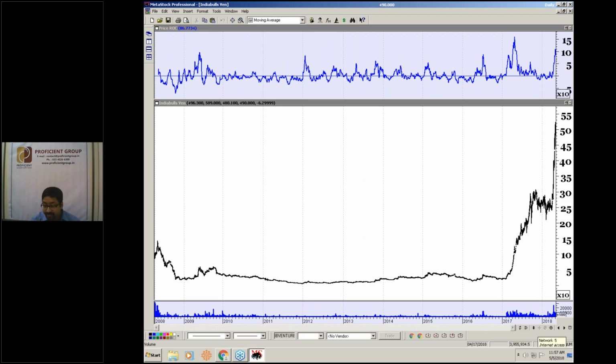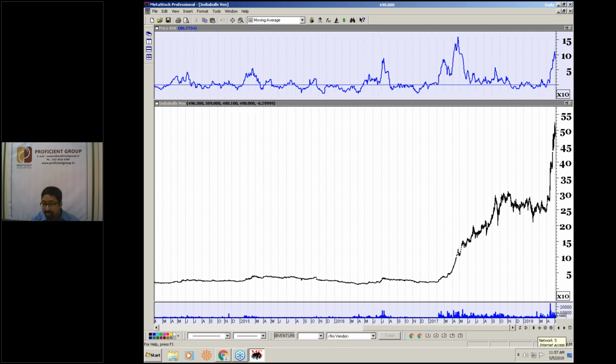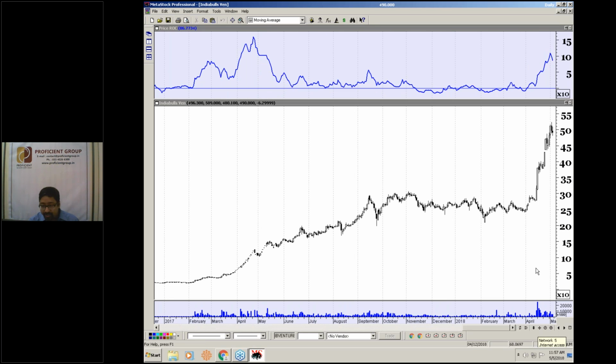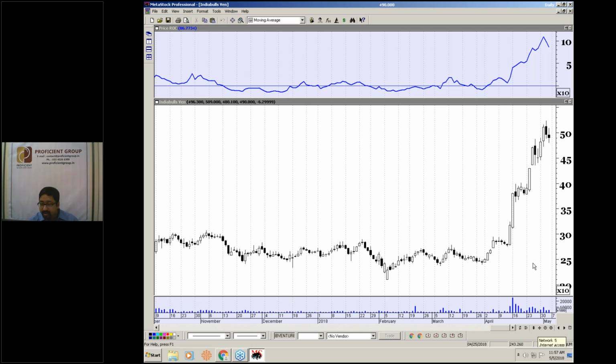And this is the strongest stock, which is India Bulls Ventures. Just look at the chart, after breaking out from this consolidation zone, how strong it has behaved. There is a little 2 or 3 days of pullback at the right hand end of the chart, and this pullback is presenting a good buying opportunity.